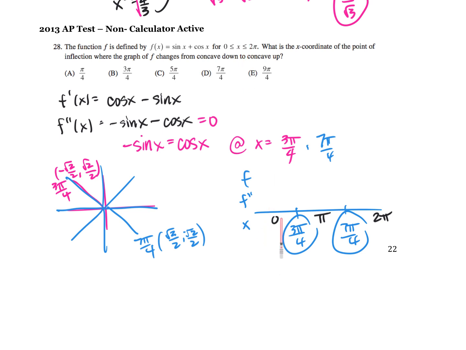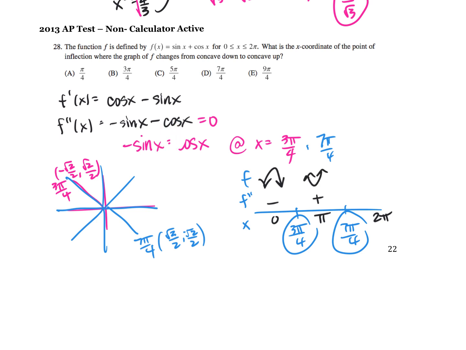Okay, if I plug in a 0 into my second derivative, the sine at 0 is 0 minus cosine at 0 is 1. So we'd get a negative. If I plug in a pi, the sine at pi is still 0 minus the cosine of pi. Cosine of pi, isn't that negative 1? So wouldn't that be 0 minus negative 1? Wouldn't that be plus?